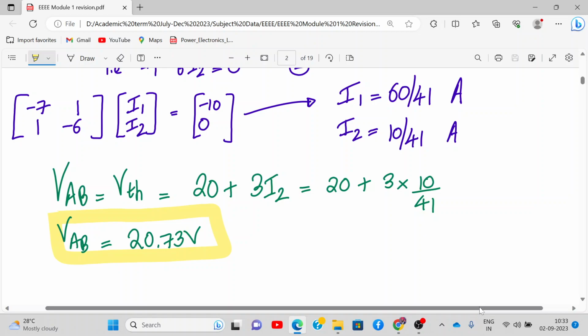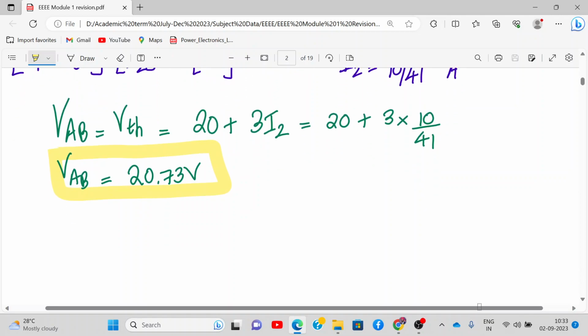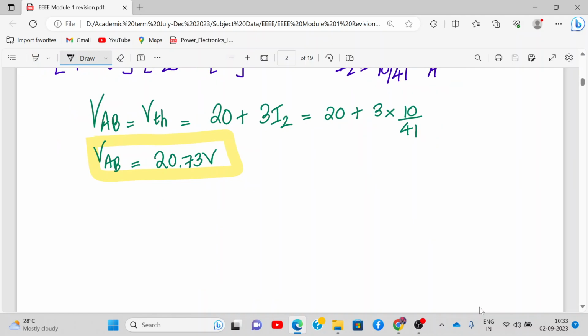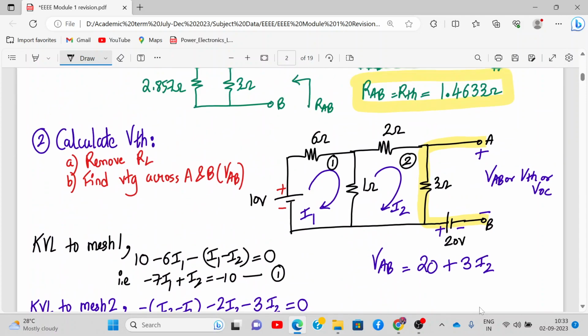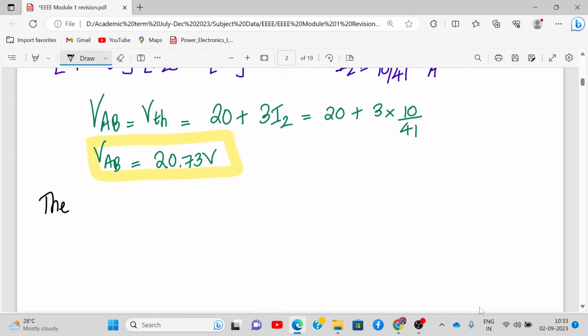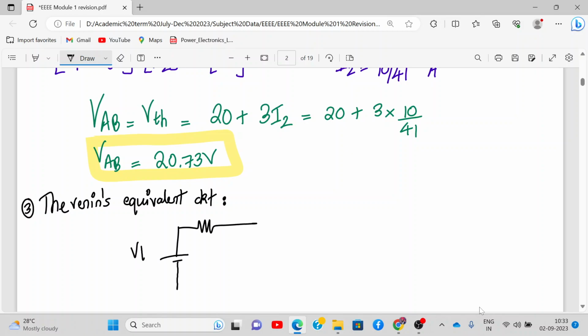Yes, sir. Alright. So we got the value of VTH and RTH. Now next what we do is we'll draw the Thevenin's equivalent circuit. So this is point number 3. So write down along with me Thevenin's equivalent circuit. What is Thevenin's equivalent circuit? VTH, RTH, then we have A and B, and you connect back your RL over here.